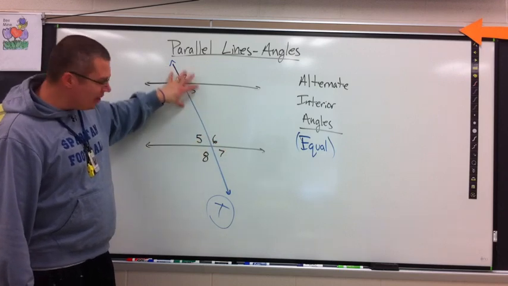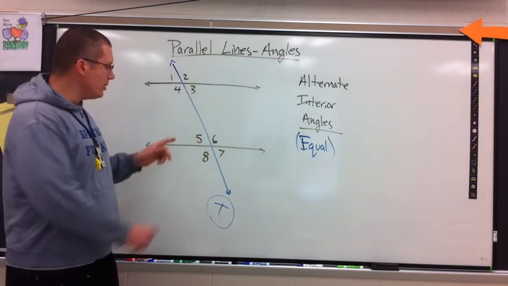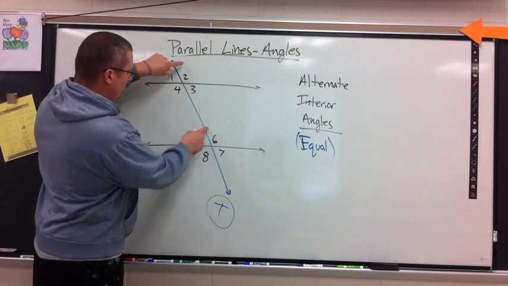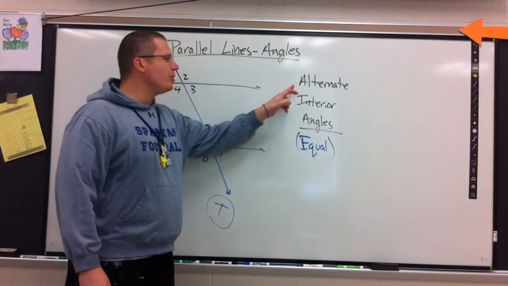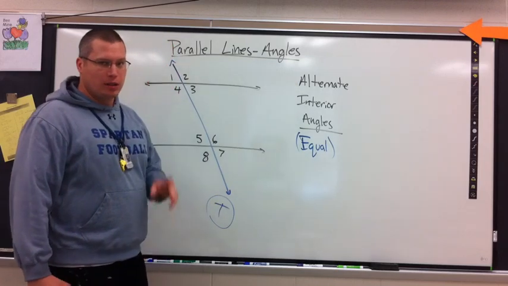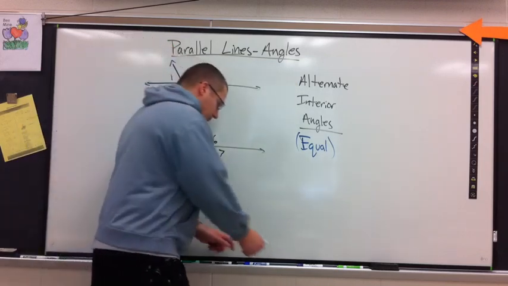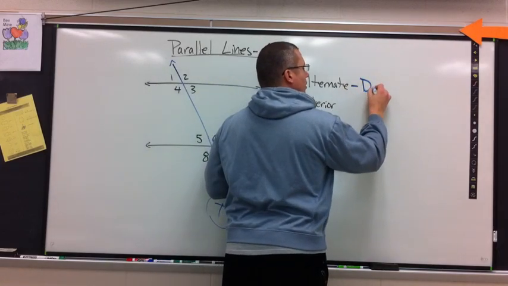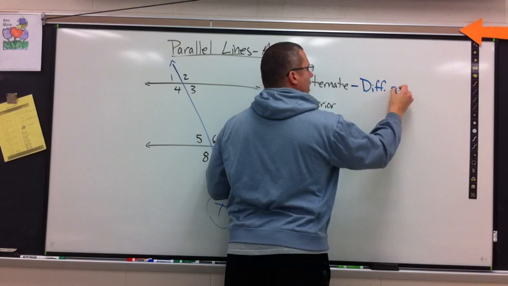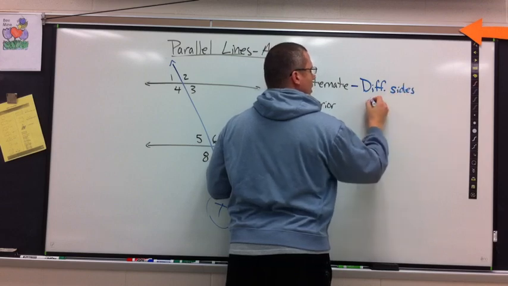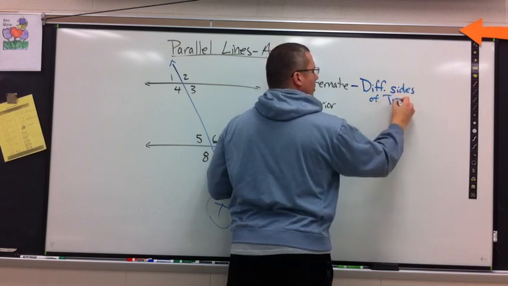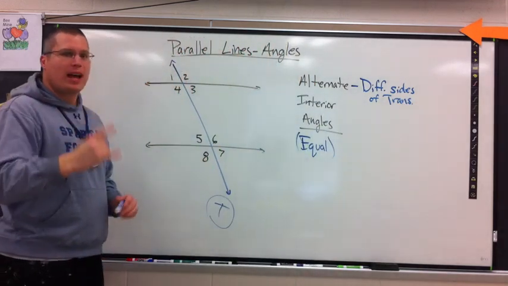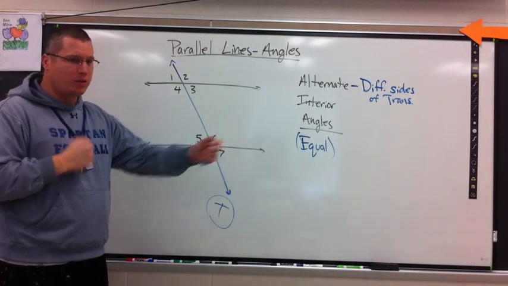This cluster is identical to this cluster. We talked about vertical, back to back. We talked about corresponding. The next type is alternate interior angles. Watch how this breaks down. Alternate. Different sides of transversal. So first of all, you have to name 2 angles that are on different sides of the transversal.